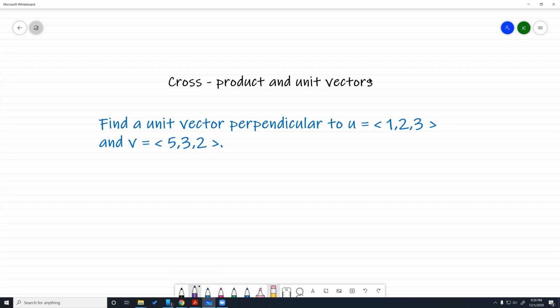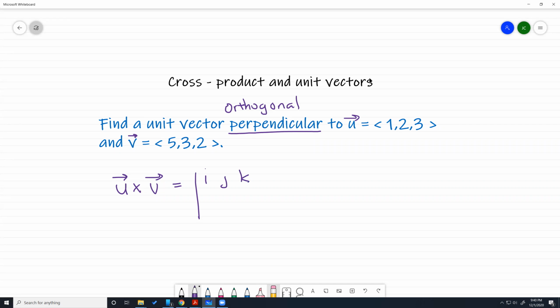So we want to find a unit vector perpendicular to these two vectors, u and v. If you want a vector to be perpendicular to two other vectors, you're going to find that by taking the cross product. Another word for perpendicular is orthogonal, so you might get questions that have to do with orthogonal vectors. That still has to do with the cross product. So let's find the cross product of u and v.